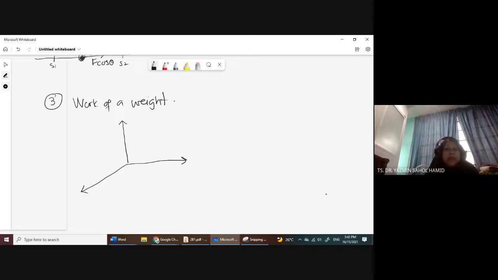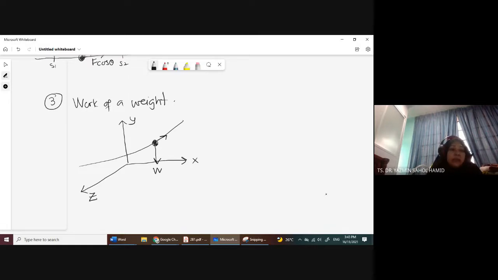What I mean is I have axis X, Y, and Z. Let's say we have a particle here on this curved line. This particle is actually moving upwards, but it has a weight. This weight is pushing it downwards, W.